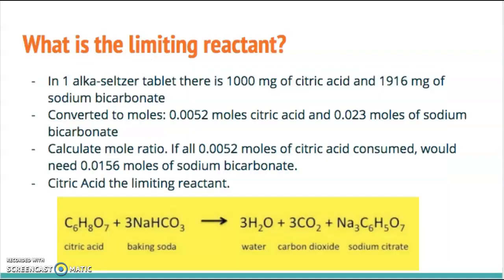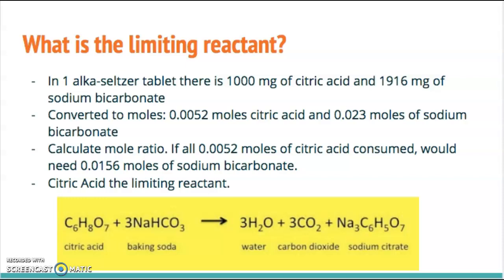So what is the limiting reactant in this equation? I got the information on the masses involved off of the box of the Alka-Seltzer tablets. There was 100 milligrams of citric acid and 1916 milligrams of sodium bicarbonate in each tablet. If we convert this to moles, we get 0.0052 moles of citric acid and 0.023 moles of sodium bicarbonate.